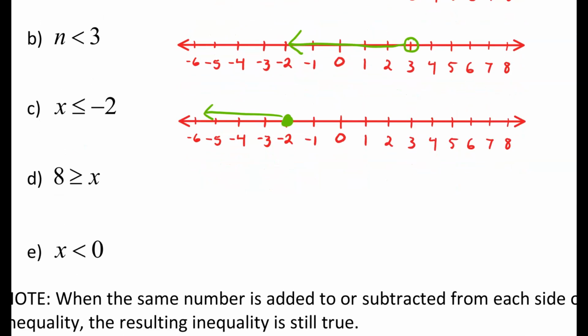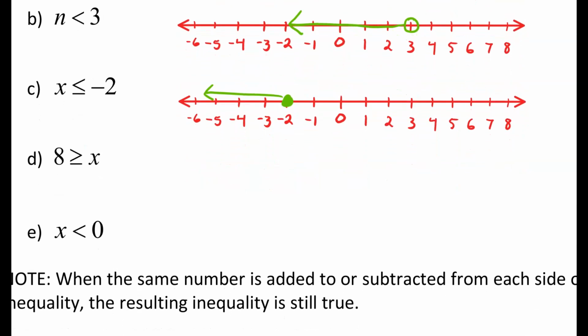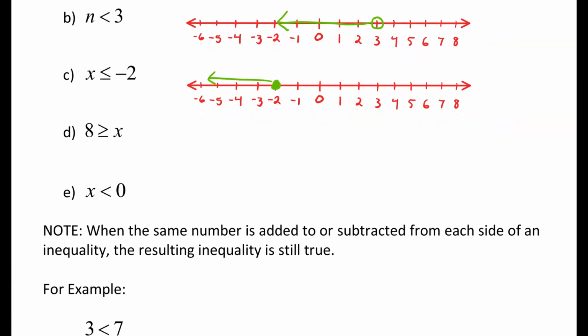Now, I'm going to leave D and E for you to complete on your own. So make your number line, and then think about, is there a line underneath your greater than or less than symbol? If there is a line, it's going to be a closed dot. And then pay attention to, is your variable on the left or the right? That's going to help you determine, is it greater than or less than? If it's opening up towards the number, then it is less than. If it's opening up towards the variable, then it is greater than.